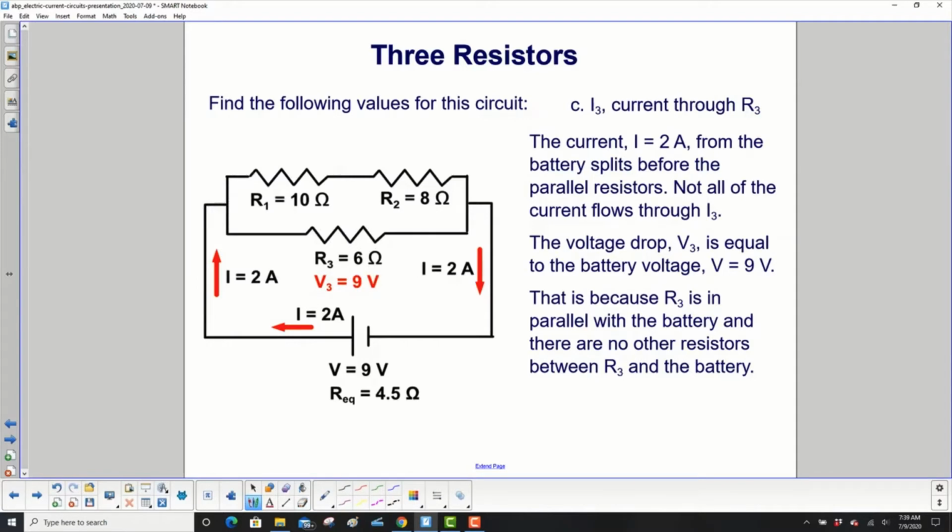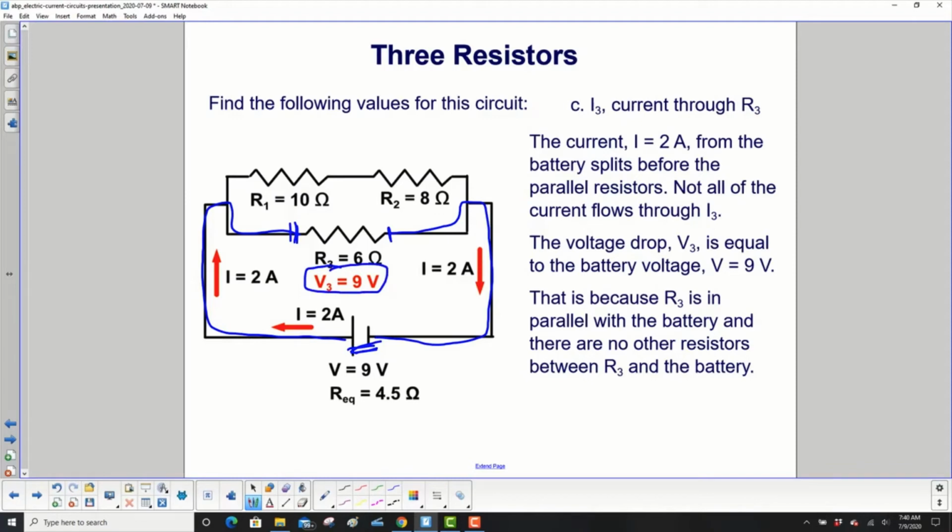What can we find out about R3 other than the resistance which is given? Well, this part of the resistor is connected to the positive terminal of the battery. The other part is connected to the negative, and there's no other resistors in between there. So whatever the voltage drop is across the battery or supplied by the battery, that has to be the voltage drop across R3. So we go ahead and write that in.